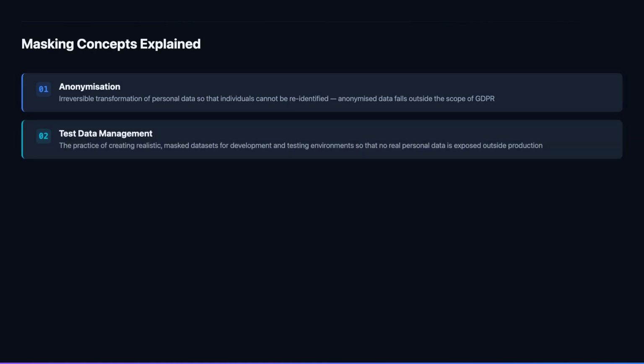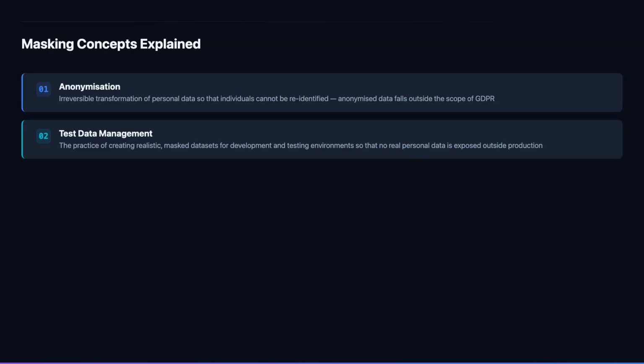Test data management is one of the most common and practically important use cases for data masking. Development and testing environments typically have weaker security controls than production systems, are accessed by a wider range of personnel, including contractors, and may be shared with third-party vendors for software development.